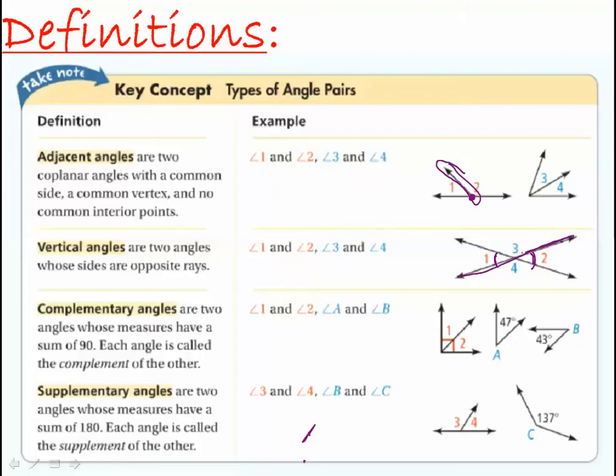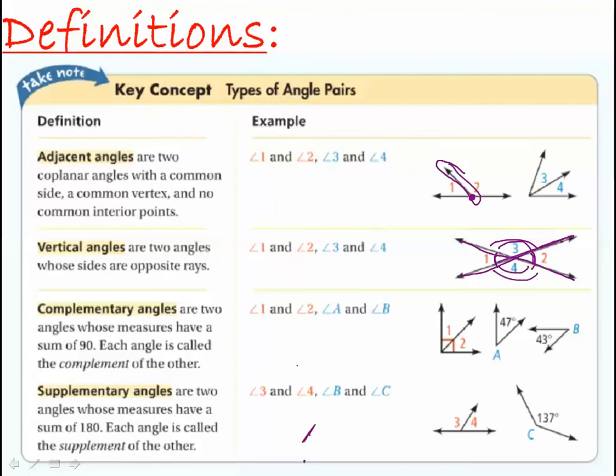An easy way to identify vertical angles is to look for an X in a picture and identify two angles that are across from each other. Notice angle 3 and angle 4 could also be called vertical angles.